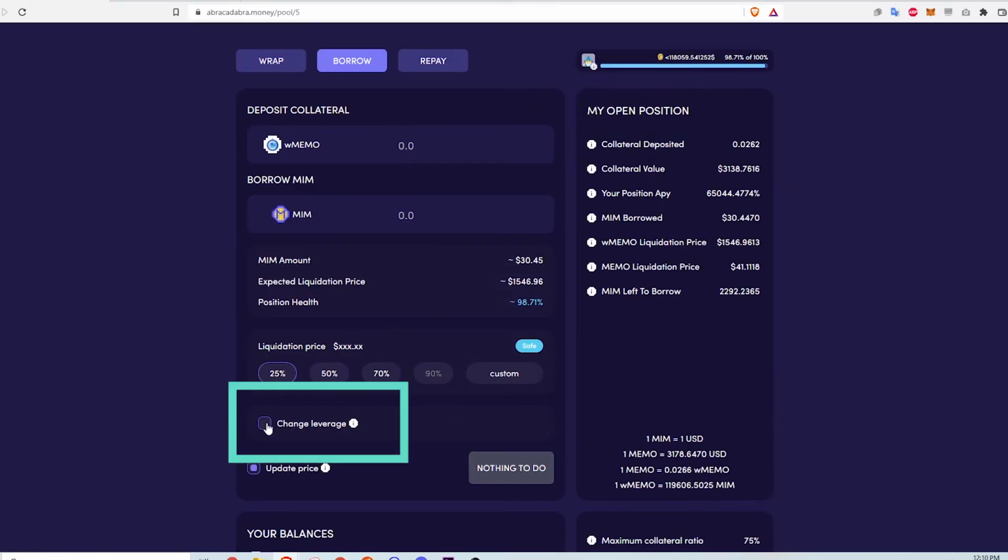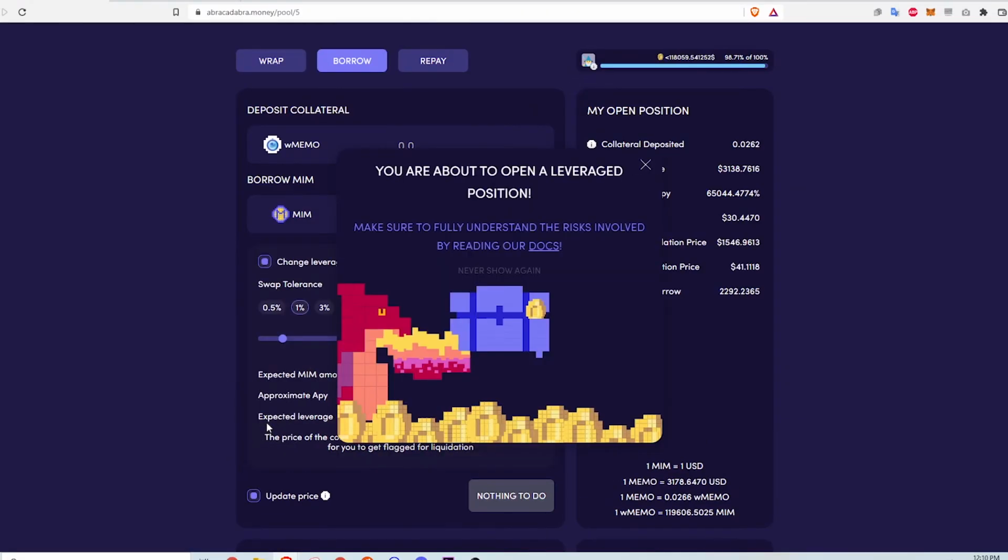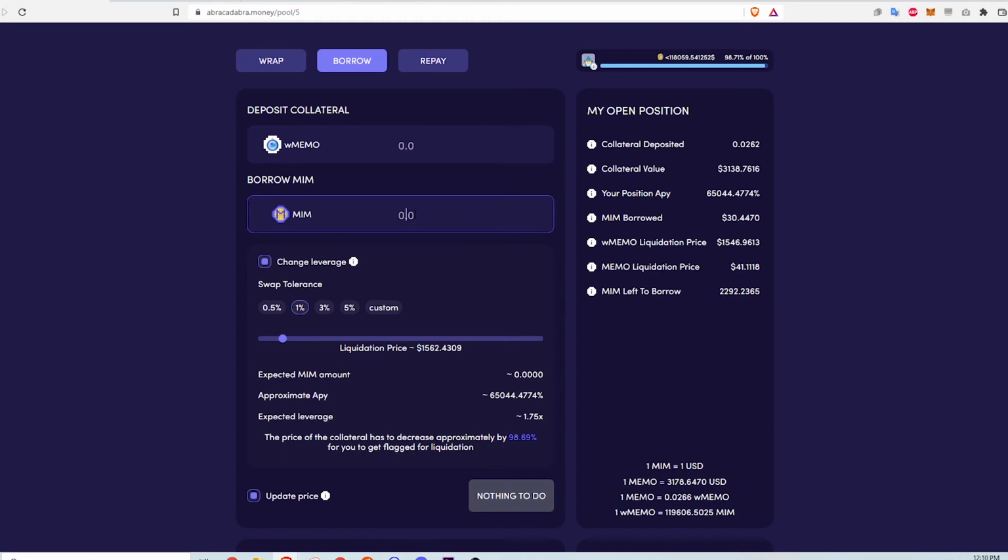When this change leverage option is selected, Abracadabra is automating this entire 99ing and looping process in one transaction. They call this entering a leveraged yielding position. Using the slider here, I can make my position riskier by moving it to the right, increasing my leverage, and therefore increasing my earned APY interest. Or I can make it safer by moving the slider to the left.